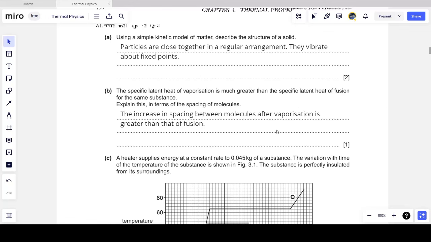It's a common type of question, but you must talk about the difference in spacing, not just particularly the spacing. Because remember, latent heats talk about the situation between states, what's happening between states. So we have to talk about the state before and the state after, not specifically about one state.